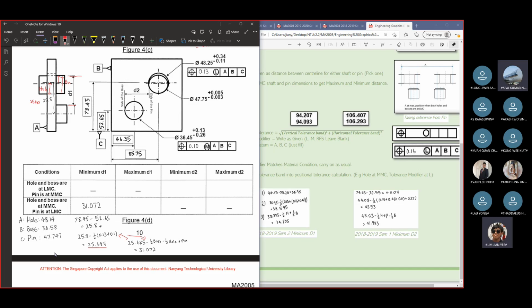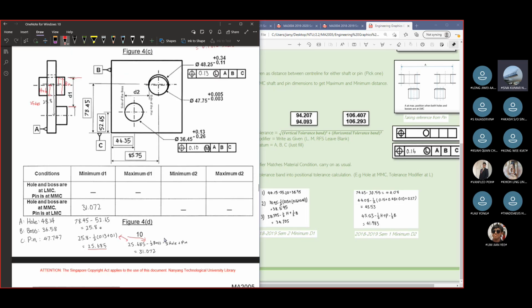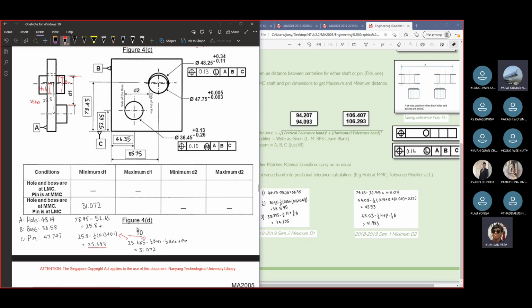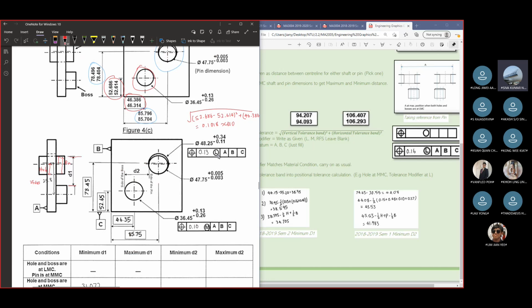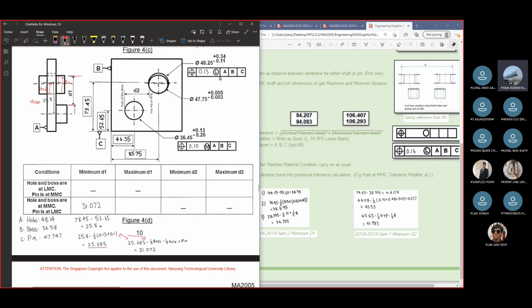So what are you asking? What I was referring to is the requirement, given that the hole and the boss are at MMC. Correct, MMC. And in our FCF, feature control frame, the modifier for the hole is actually under L, least material.